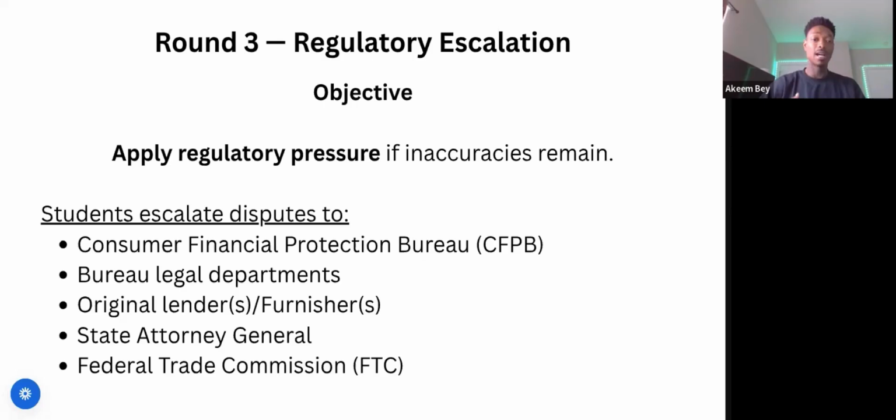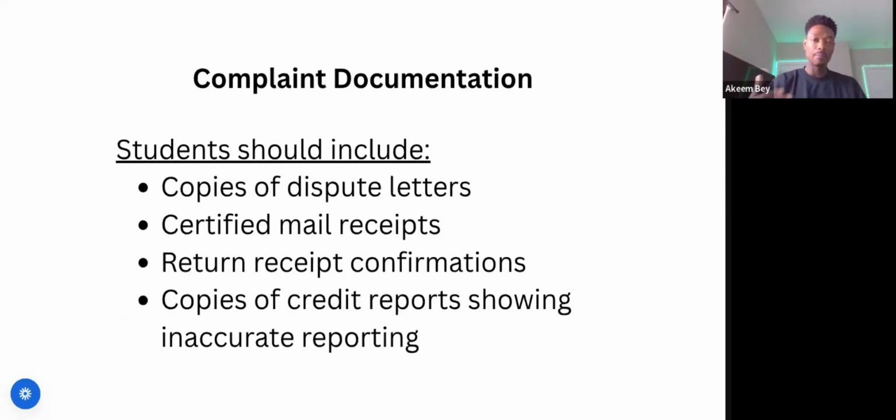And I'm telling you guys, this makes all the difference. So the complaint documentation, what you want to include in any complaint that you're sending to the Attorney General, CFPB, FTC, even to the original lenders, and to those legal departments for the credit bureaus, is copies of the disputes, the certified mail receipts, the return receipt confirmations, and copies of your credit reports showing the inaccurate reporting.